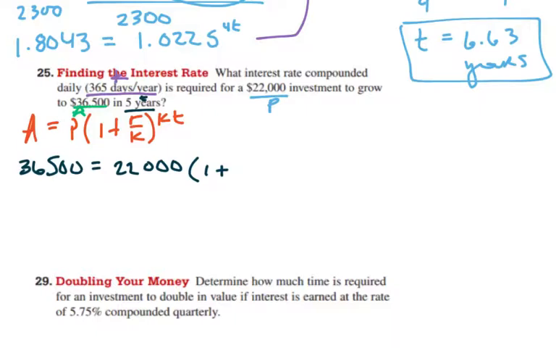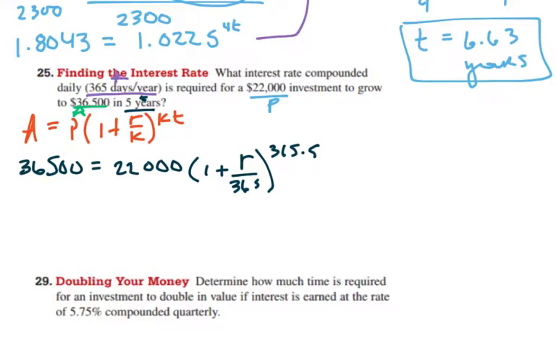Oh, we don't know the rate. What rate do we want? Aha, so we're shopping for our rate. Over 365, and then raised to the KT. So let's see, K was 365 and T was 5. Okay, so that's a lot.